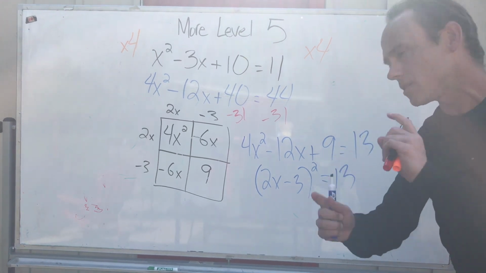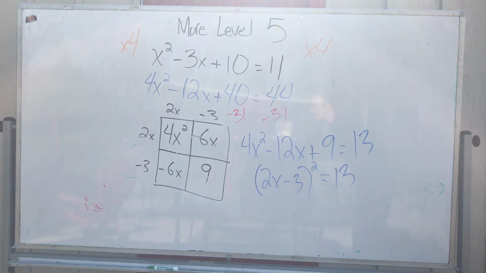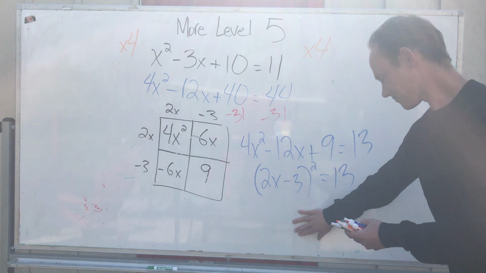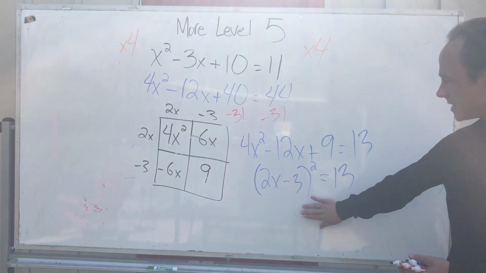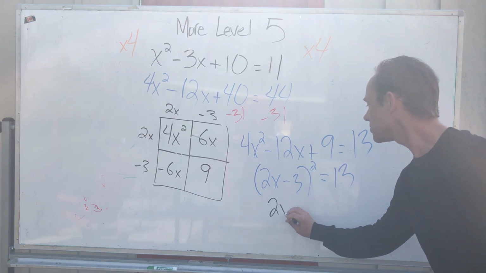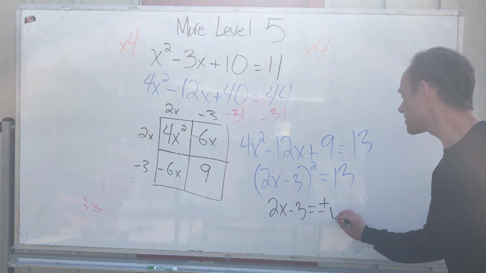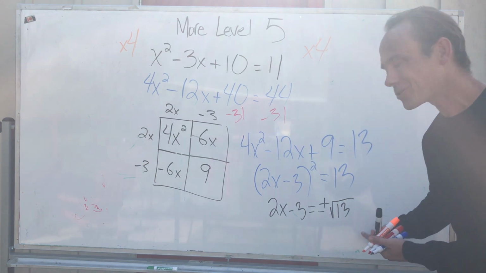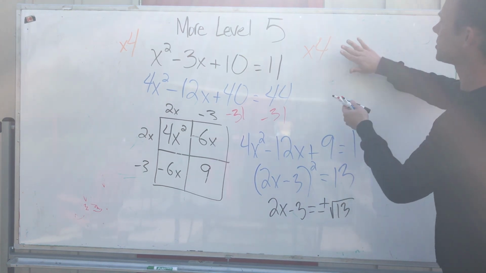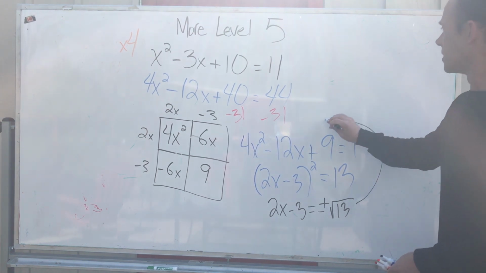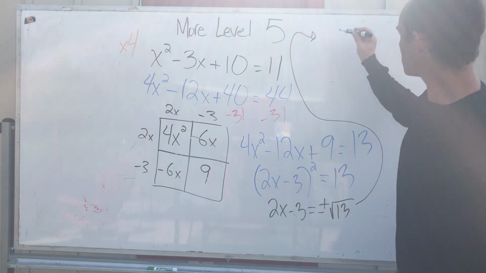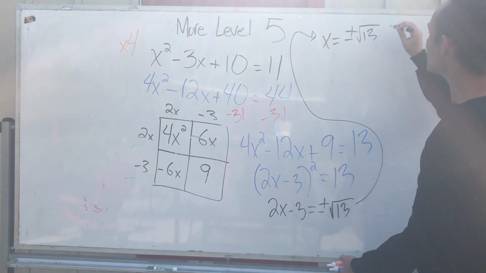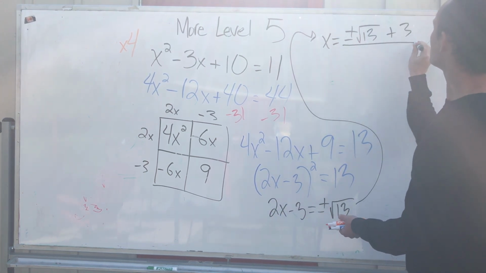Now it's a level 2. Where's my drum roll? Level 2 in the house. So something squared is 13. And I'll switch to black now. So we get 2x minus 3, that's something, has to be plus or minus the square root of 13. Now I'm going to do 2 steps at once. I'm going to add 3 and divide by 2, and I'm just going to finish up in this section of the board. Just like that. So that gives me x is going to be plus or minus square root of 13 plus 3, all divided by 2.